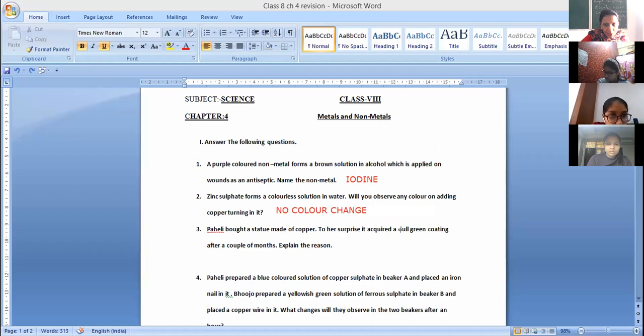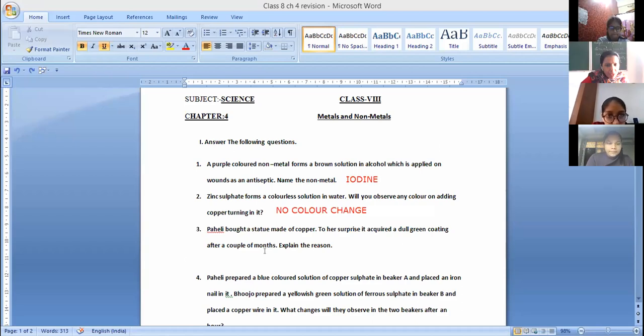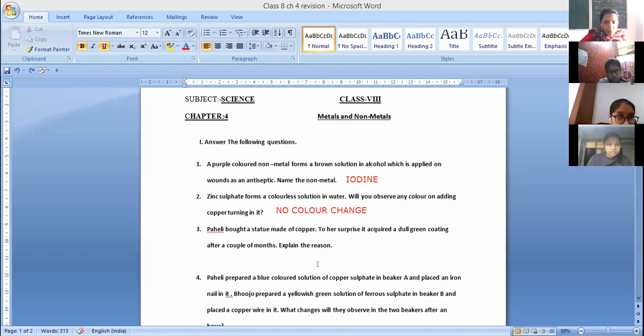Number 3, Paheli bought a statue made up of copper. To her surprise, it acquired a dull green coating after a couple of months. Explain the reason. Very interesting question. Maybe you must be having a few copper materials at your home, and after a few weeks or months, there is a greenish coating on it. Varuni, tell the answer. Why is it so? Because copper vessel is exposed to air for long, so it acquires a greenish coating. Copper reacts with air, and after the reaction a greenish colored coating is formed.